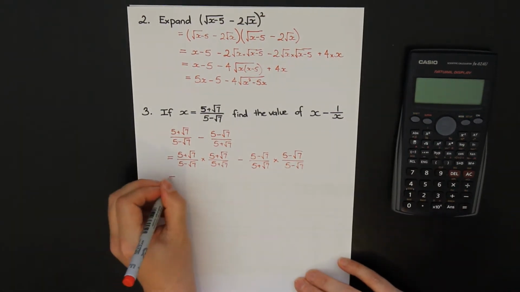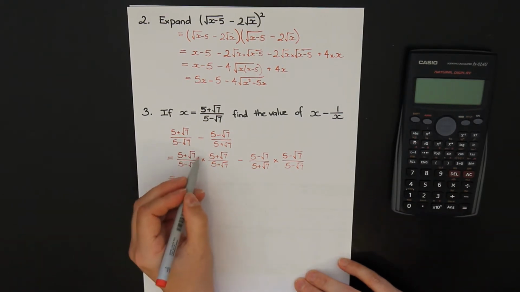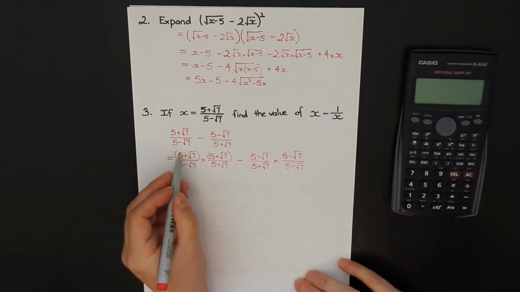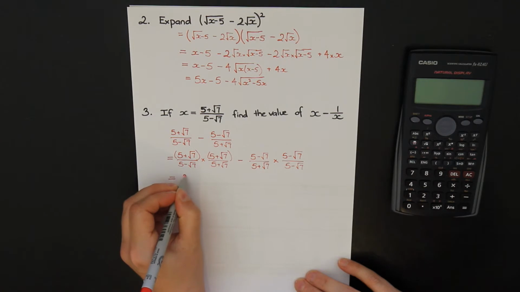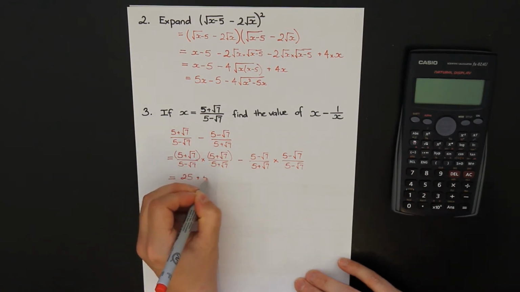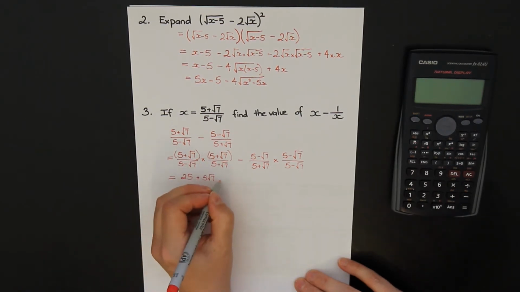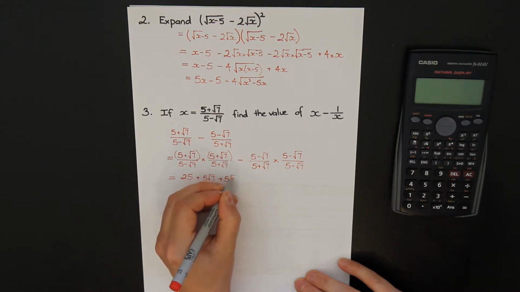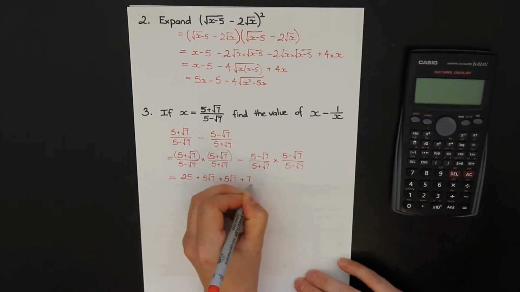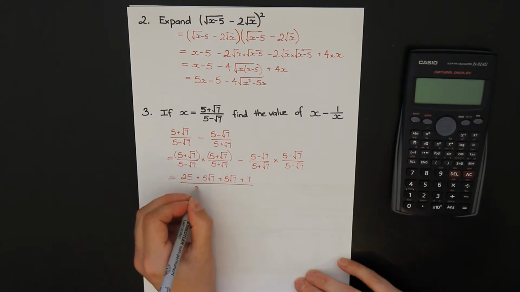So when I expand everything out, let's see what happens. So on the top, imagine that there is some brackets around here, or actually draw the brackets if that helps you. So I need to do first, 5 times 5 is 25. Outside will be 5 times root 7, 5 root 7. Inside is another 5 times root 7. And last, root 7 times root 7 is 7. On the bottom, 5 times 5 is 25.